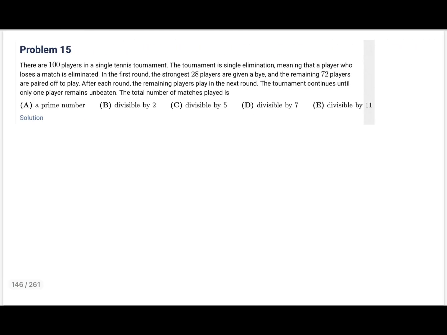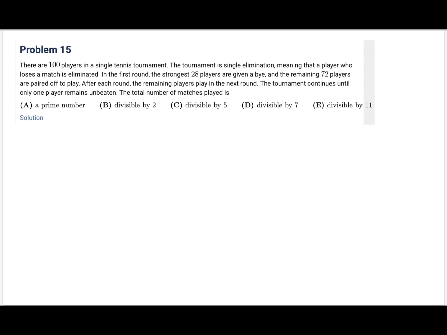There are 100 players in a single tennis tournament. The tournament is single elimination, meaning that a player who loses a match is eliminated. In the first round, the strongest 28 players are given a bye, and the remaining 72 players are paired off to play. After each round, the remaining players play in the next round. The tournament continues until only one player remains unbeaten.